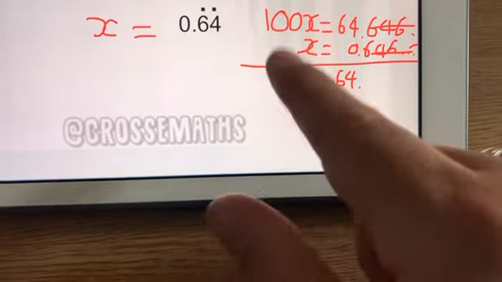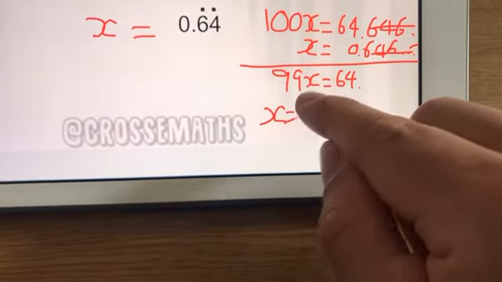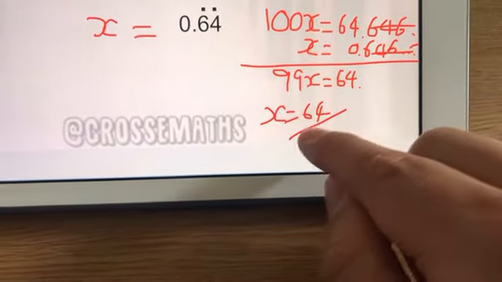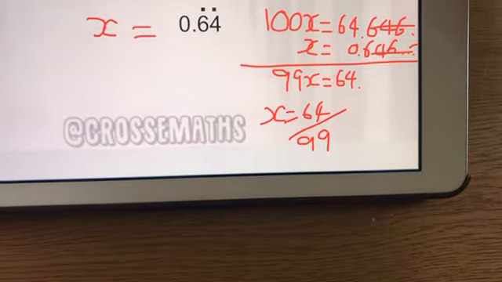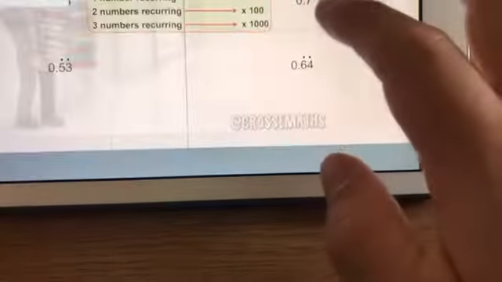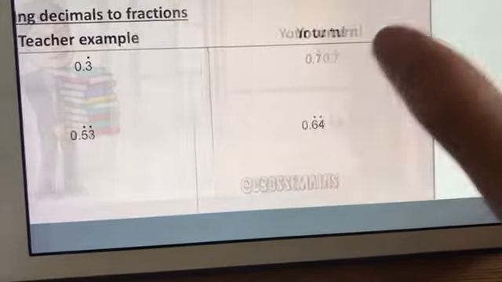So 99x equals 64. If I divide through by 99, I end up with x equals 64 over 99. That won't get any smaller. And often you'll notice with these, they don't get much smaller. Okay, that one won't simplify, and that's your final answer. So, if you got those, that's brilliant. You really understand this. This is a very difficult topic. Okay? This is very challenging.